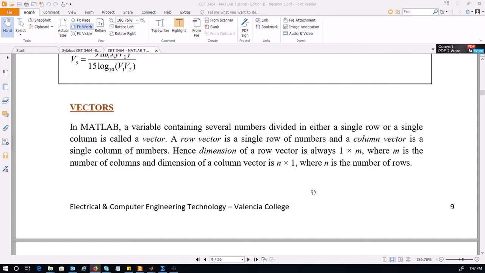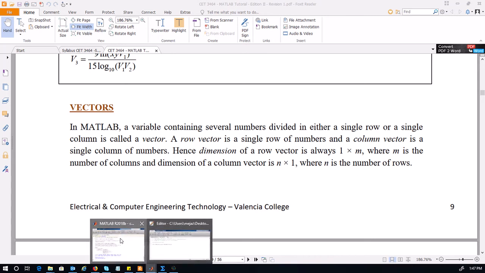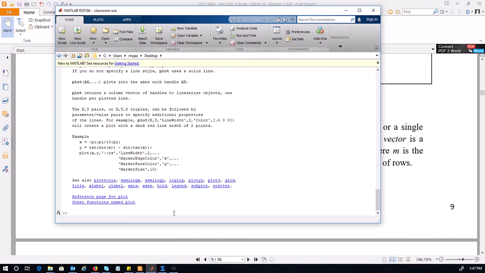Vectors are extremely important in MATLAB as matrices are very important. So let's concentrate on vectors in this lecture. Vectors, how do you define vectors? As I said, only one row or one column. So let's say if I want to define a vector A, it is going to be, let's say, 1, 2, 3, 4, 9, 2.3, all this.